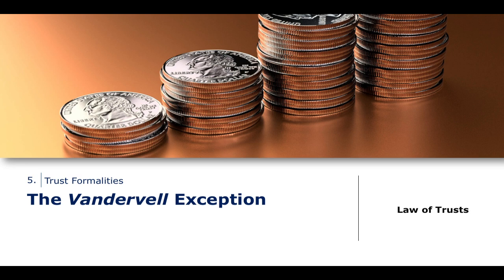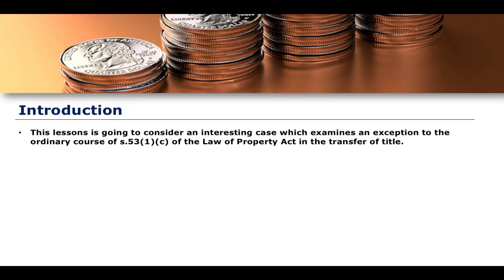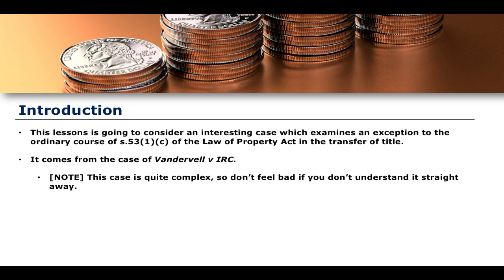Because even though the Vandervell exception is, in and of itself, quite convoluted and quite complicated, it at least gives us quite a lot of room for discussion of what this topic is telling us. So, this lesson is going to consider an interesting case which examines an exception to the ordinary course of Section 53(1) when we talk about the transfer of title. It comes from the case of Vandervell versus the IRC. There's a couple of cases that relate to this, and we'll get to both of them in this lesson.